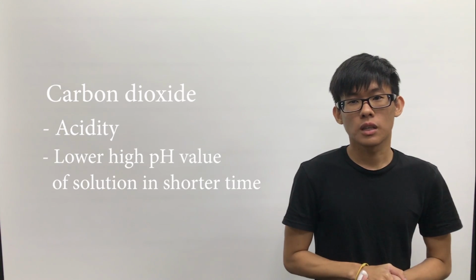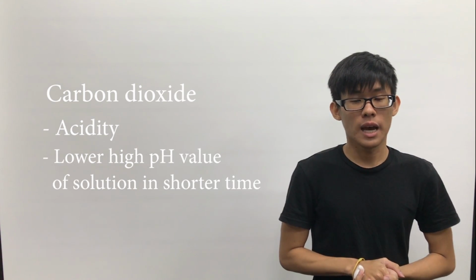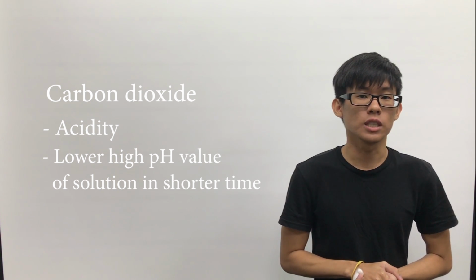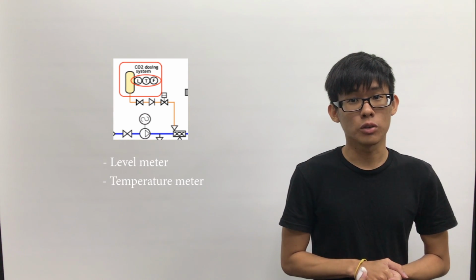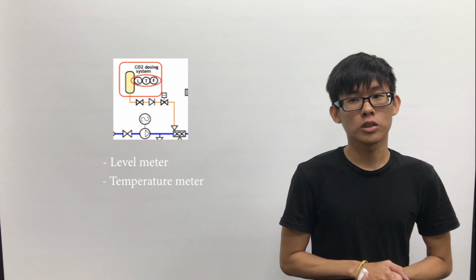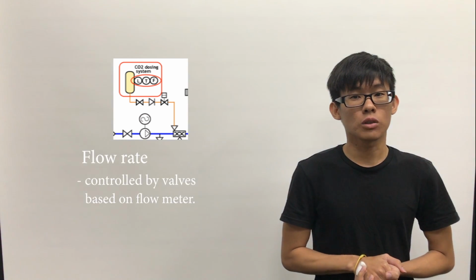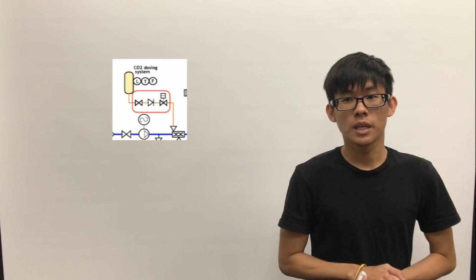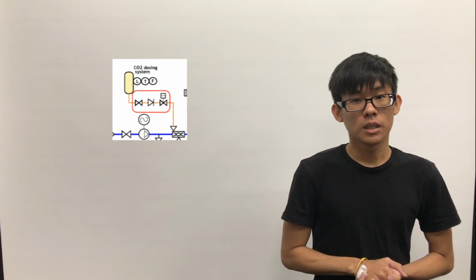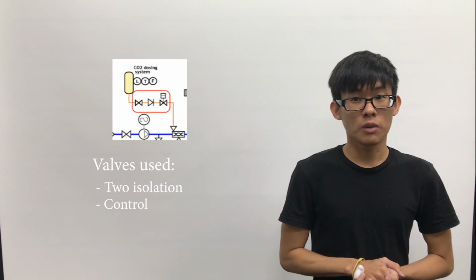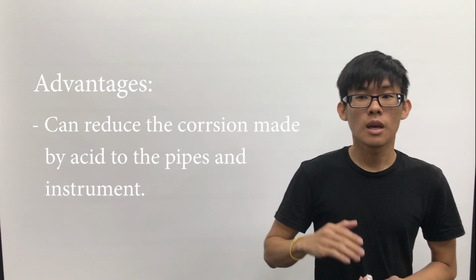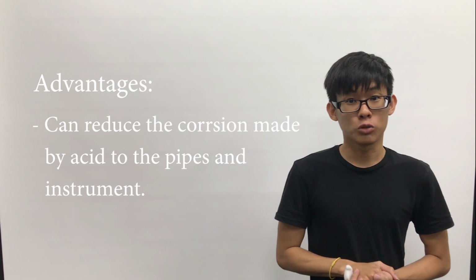CO2 dosing system is the system which is used to control the pH level in the water treatment system. As we know, carbon dioxide is acidic and it can lower high pH value of solution in a shorter time. CO2 gas is initially kept in a cartridge and its condition is controlled by level meter and temperature meter, while the flow rate of CO2 gas is controlled by the valves based on flow meter. In the process of CO2 injection, the gas passes through 2 isolation valves and a control valve. The system is designed this way because it can reduce the corrosion caused by acid to the pipe and instrument.